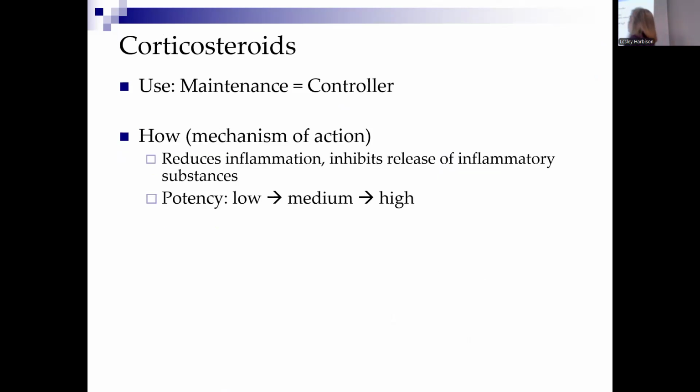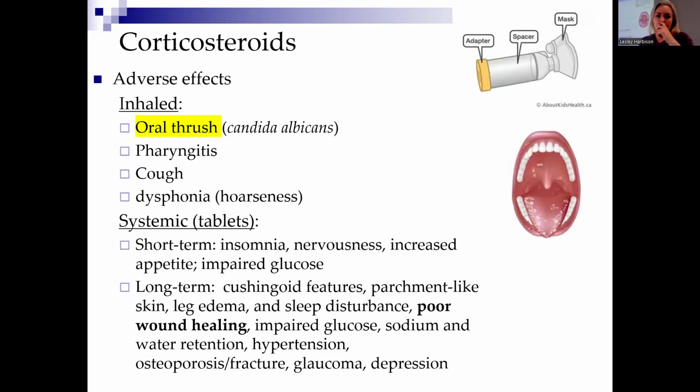Okay, here's a new one, corticosteroid. This is a maintenance, and it's meant to help control inflammation. It reduces inflammation, inhibits the release of those inflammatory substances or inflammatory markers. The potency can be low to medium to high, so different drugs will have different potencies.